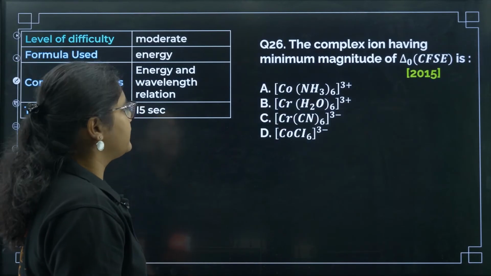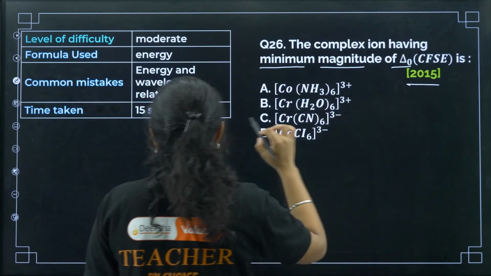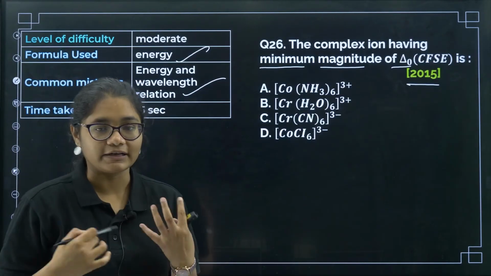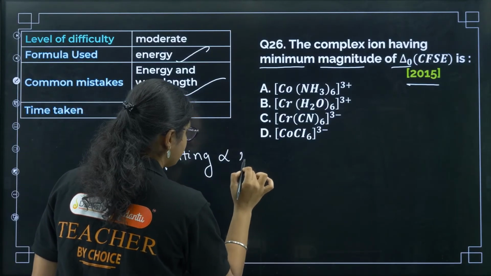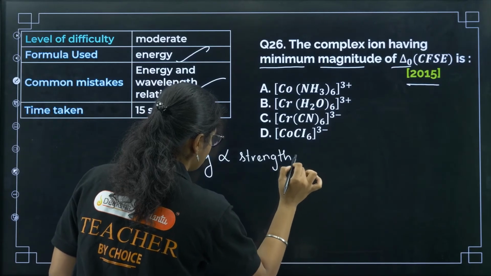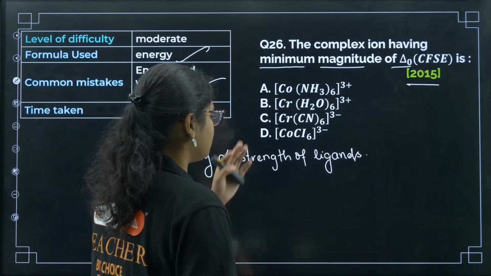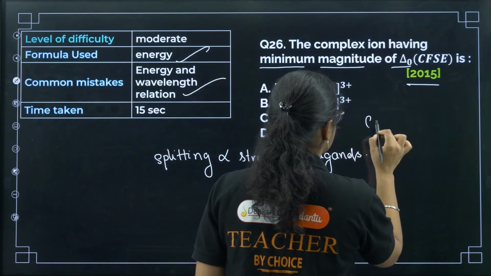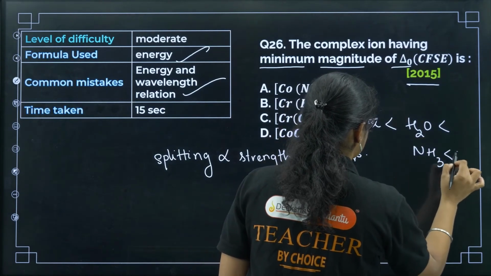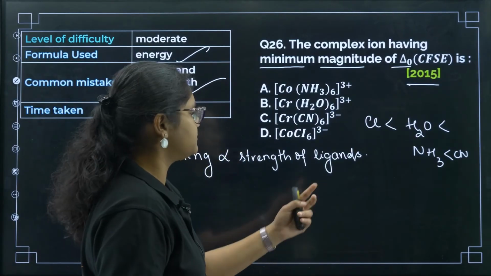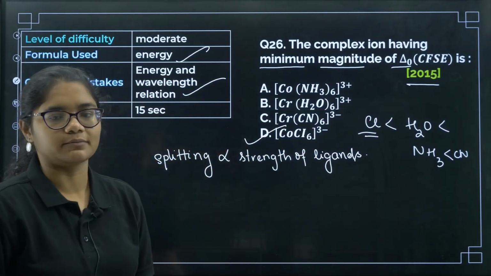Okay, fine. Next question, the complex ion having the minimum magnitude of delta O. Again this question is asked in 2015. This is also a very similar question. You should know about the delta O. So as I told you, splitting depends on the strength of ligands, right? So now if you see what all ligands we have and I want to order them, then chlorine will be the least one, then we have water, then we have ammonia, and highest is your CN. So there will be minimum splitting where there is chlorine, because chlorine is a weak field ligand, so minimum splitting will be there. So correct answer for this question will be option number D.